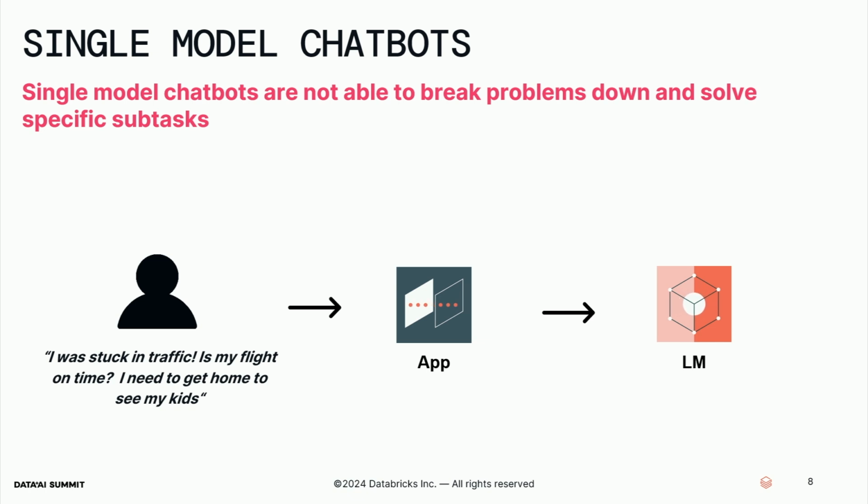Another problem we're dealing with. So hopefully no one in this room is using single model chatbots, and we've graduated from using that. A significant limitation of single model chatbots is that they struggle to decompose complex problems into manageable subtasks. So they don't have proper context. So consider a real-world scenario. A user is delayed by traffic and inquires whether their flight is on time, expressing a desire to get home quickly to their kids.